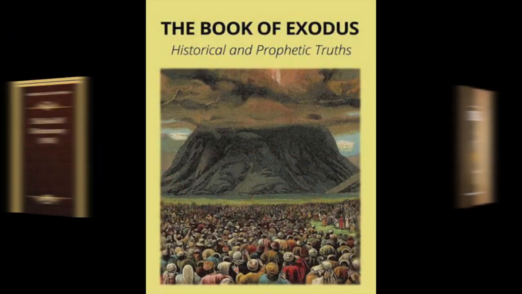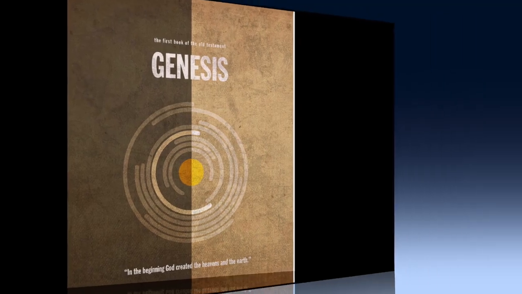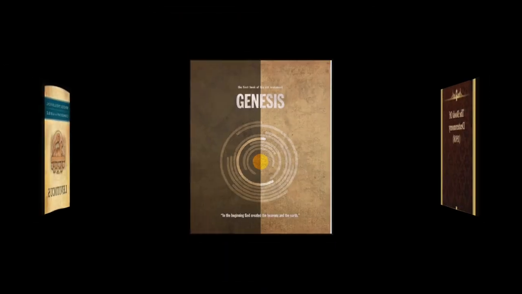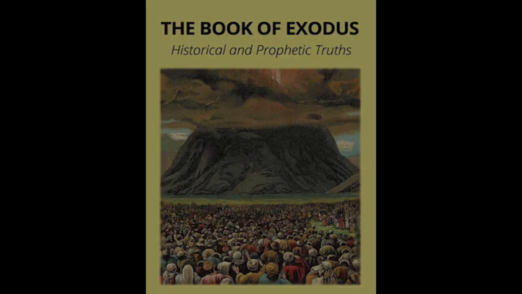The book of Genesis teaches us about God's creation and the early history of the world, including the fall of man, the devil, the great flood, the Tower of Babel, the patriarchs. In the book of Exodus, we will see God directly intervene in human events to create a special nation through which he will save all of mankind.